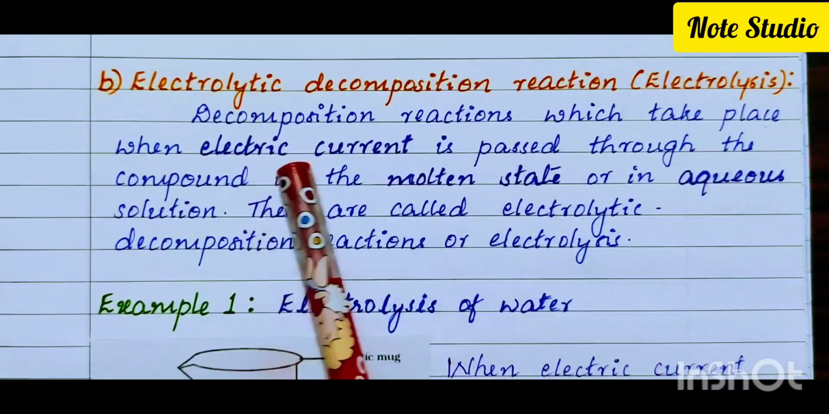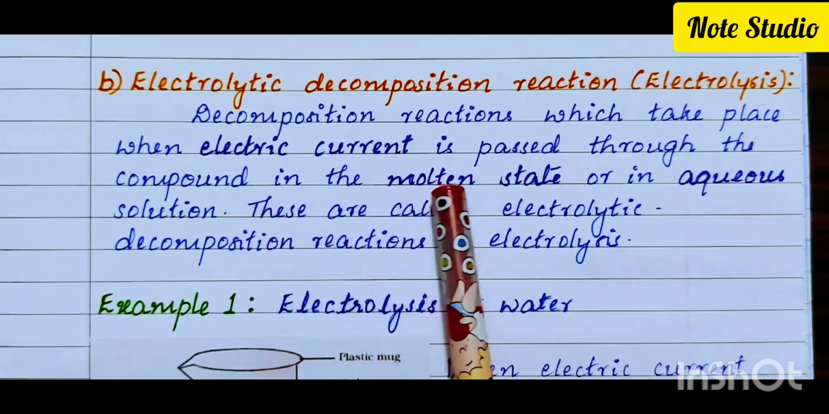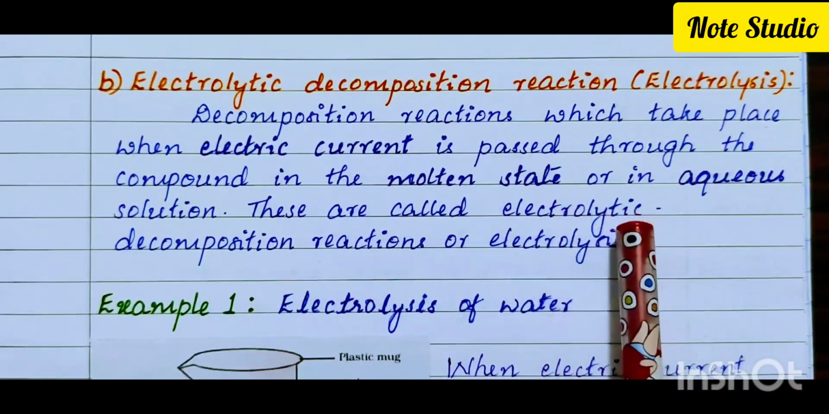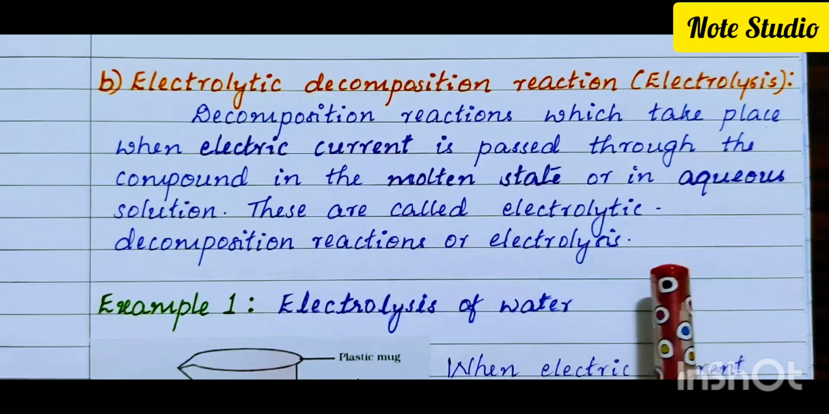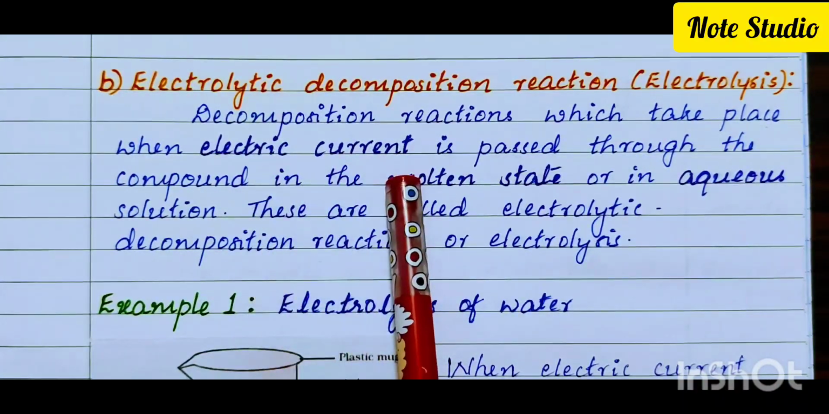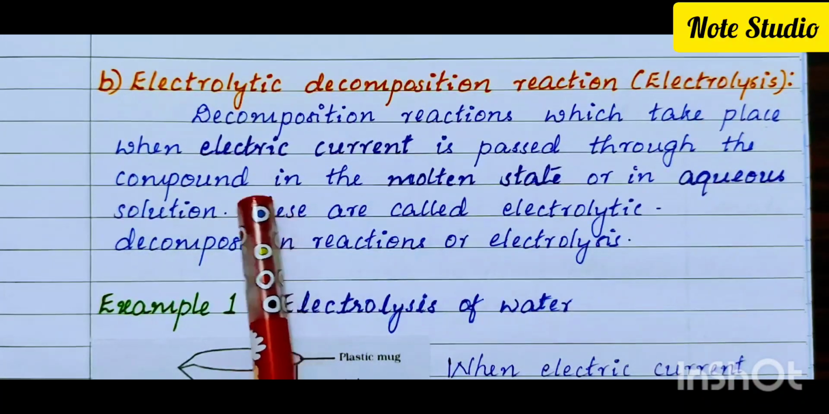So it says decomposition reactions which take place when electric current is passed through the compound in the molten state or in the aqueous solution are called electrolytic decomposition reaction or electrolysis. What does it mean? Here a single reactant breaks into two or more products with the help of electric current. So what are the conditions here?